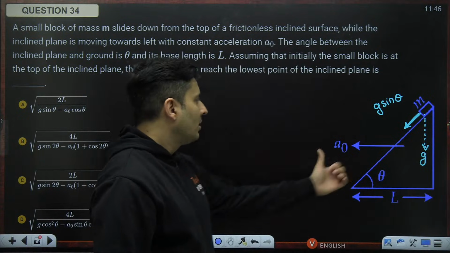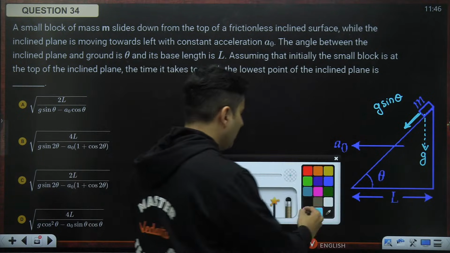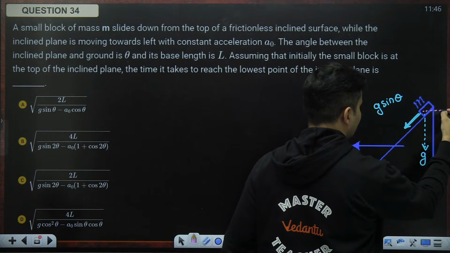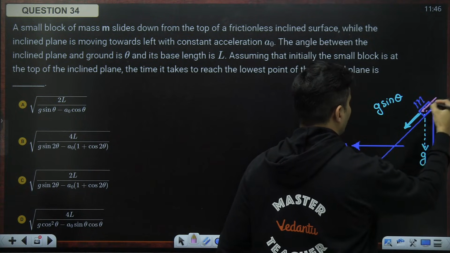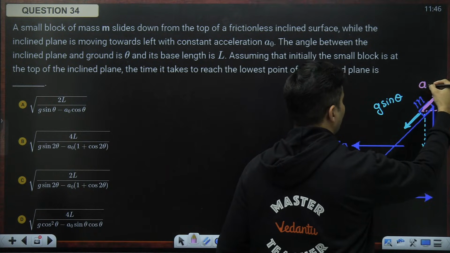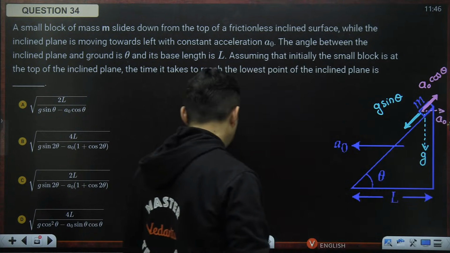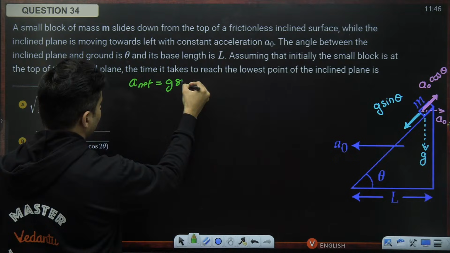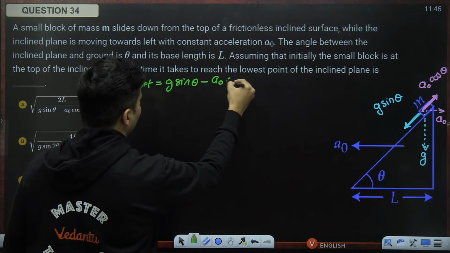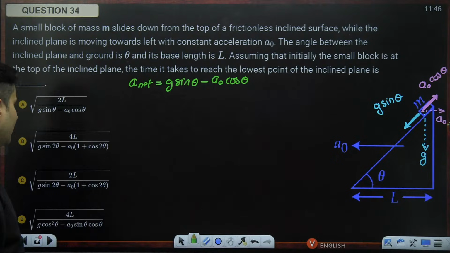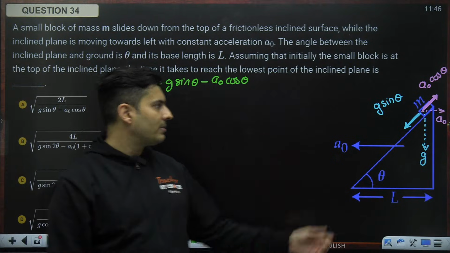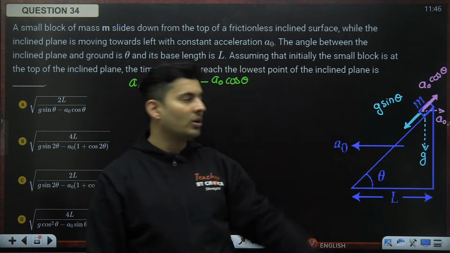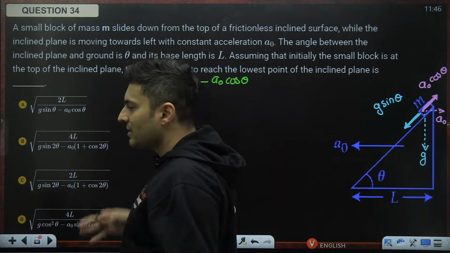Is that right? Because the wedge accelerates here, it will experience a pseudo force like this, pseudo gravity like that. So the component along the incline will be a naught cos theta. So the net acceleration that it will experience will be g sine theta minus a naught cos theta. Is that clear, my dear warriors? The net acceleration because of gravity is g sine theta, and because of the pseudo force, its component along the incline is a naught cos theta. That's all. Once I get this, my job is done.